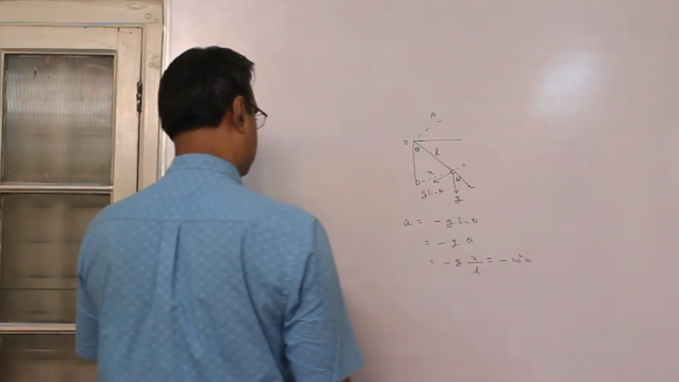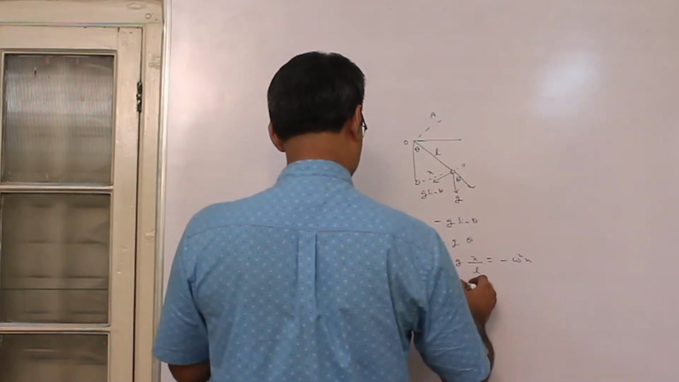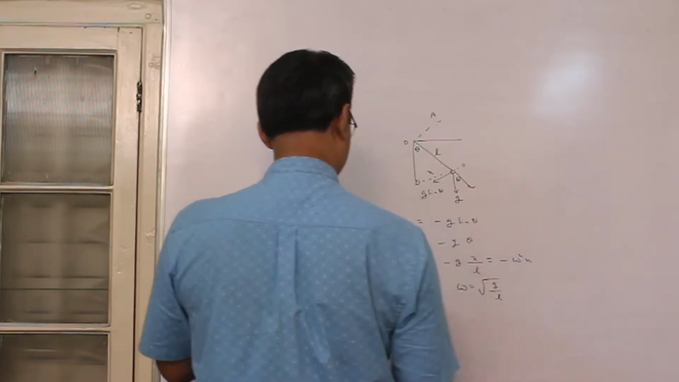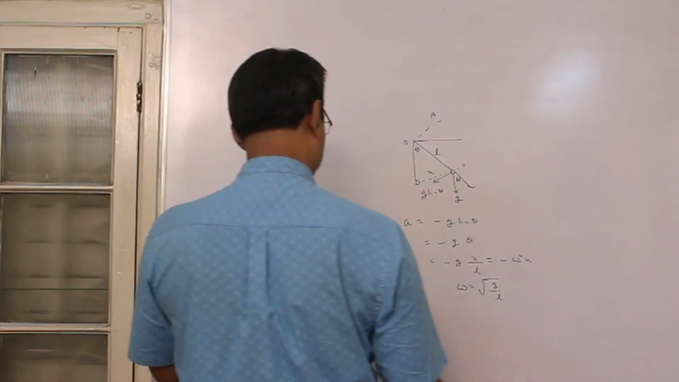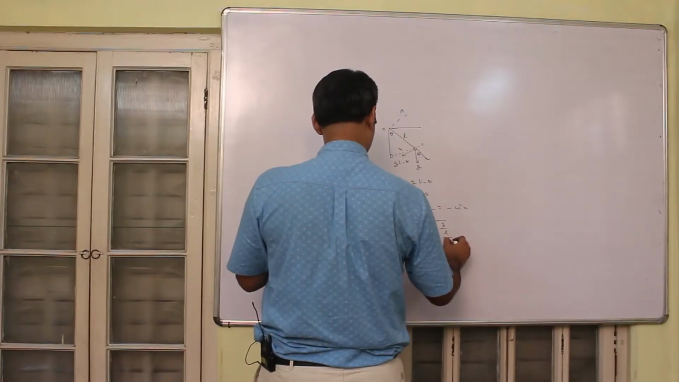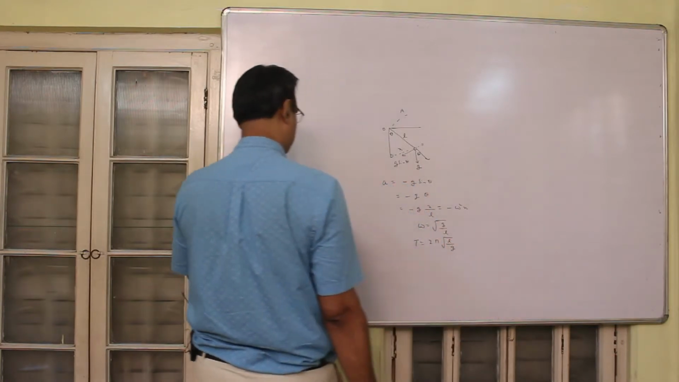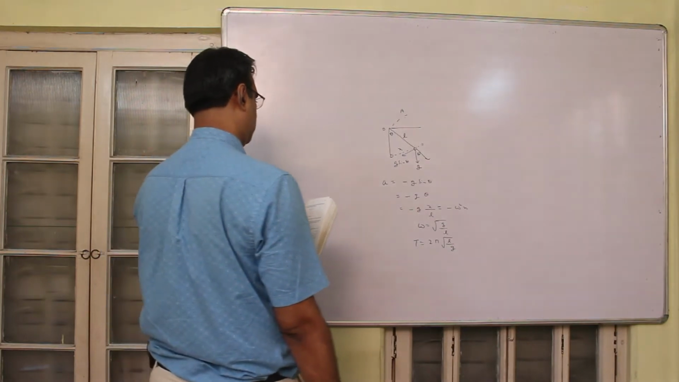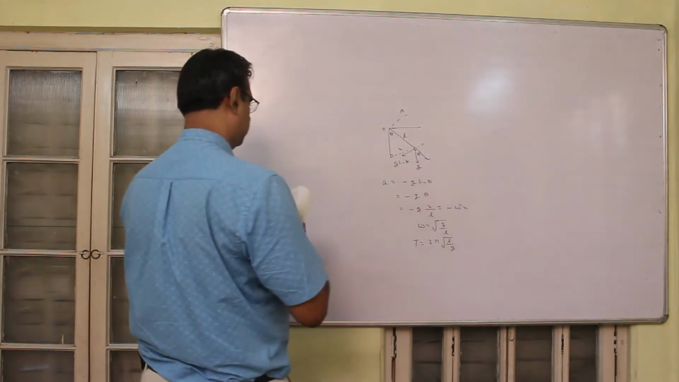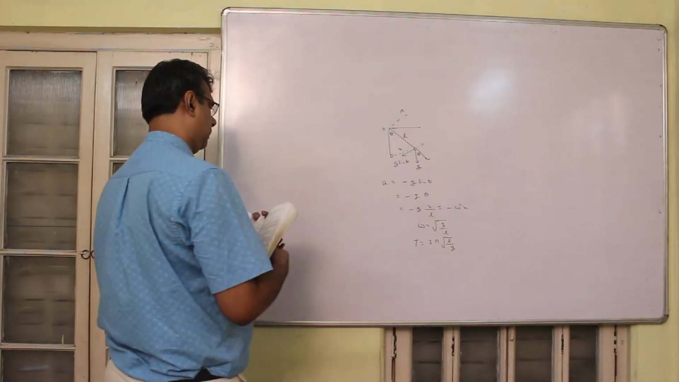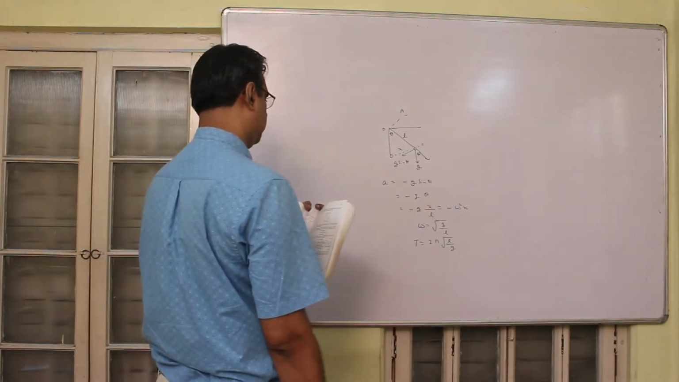So that is minus omega square x. So omega is root over g by L. So time period is 2 pi into root over L by g. So this is the formula to find the time period.